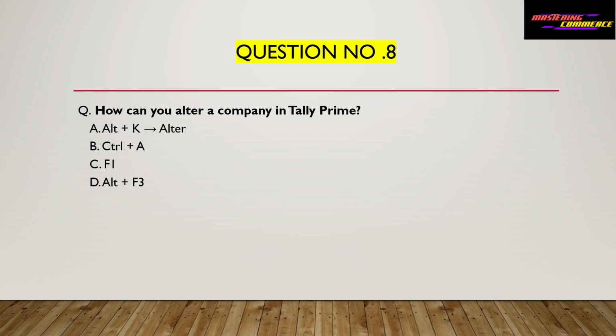Next question is: how can you alter a company in TallyPrime? Alt plus K, Alt plus Control plus A, F1, Alt plus F3. So for altering, option A is correct. Alt plus K, then alter.